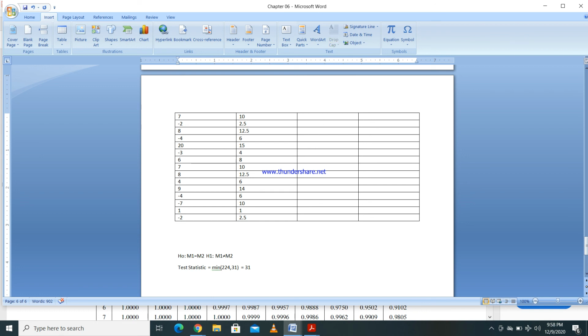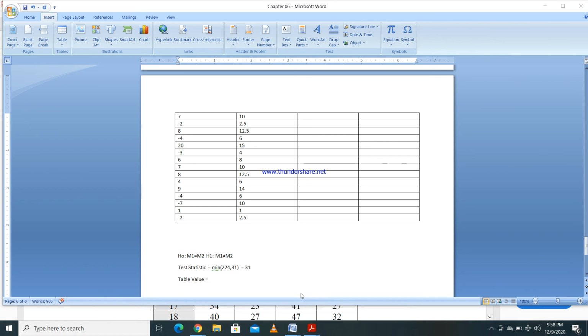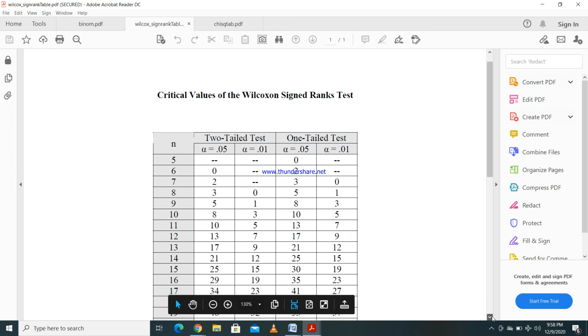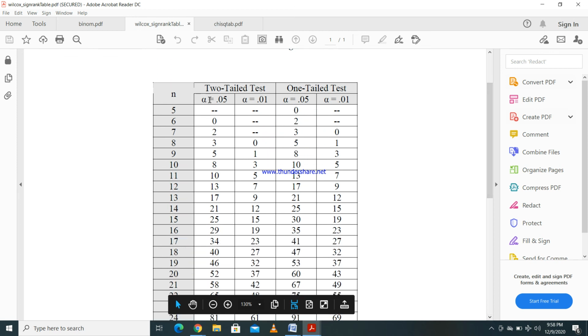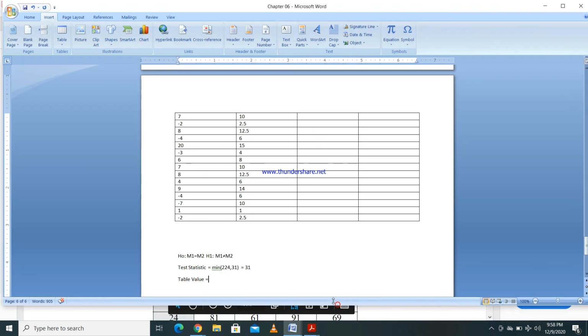Now, in order to take the decision, we have to read the table value just as we did in the one sample Wilcoxon sign rank test. So we are going to read the Wilcoxon sign rank table. Okay. So we are doing a two-tailed test. Our significance value is 0.05 and our sample consists of 15 observations, right? So our table value is 25. So we can easily read the table value. So you can put 25 here. That is our table value.